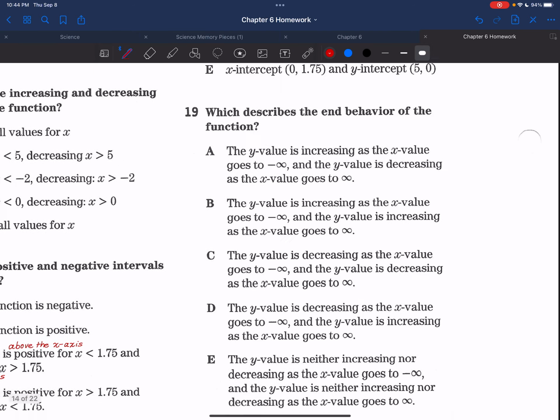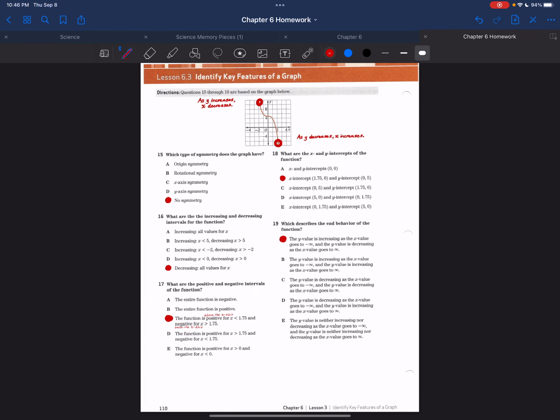I'm liking A. Because that says what I said. And that is the correct answer. So let me check this page again. This is my least favorite lesson that we've done so far, so I want to be sure.